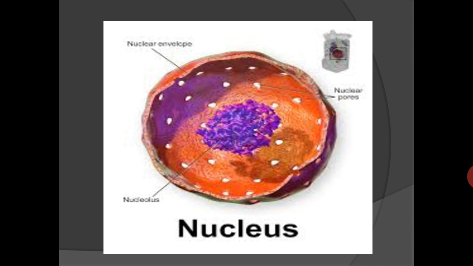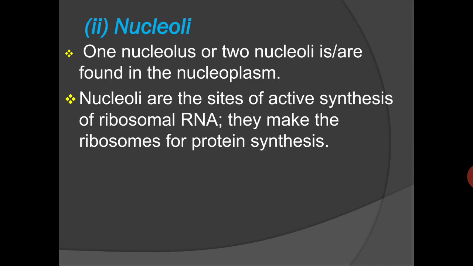This is the structure of the nucleus, the 3D view of the centrally placed nucleus. One nucleolus or sometimes two nucleoli are found in the nucleoplasm. The nucleoli are the site of active synthesis of ribosomal RNA. There are three types of RNAs present. One is the ribosomal RNA that is responsible for protein synthesis inside the cell. This is known as the structural and functional unit, so the ribosomal unit is found there.